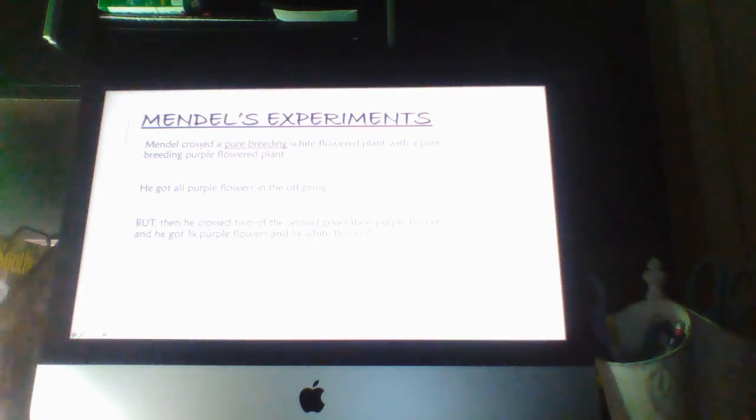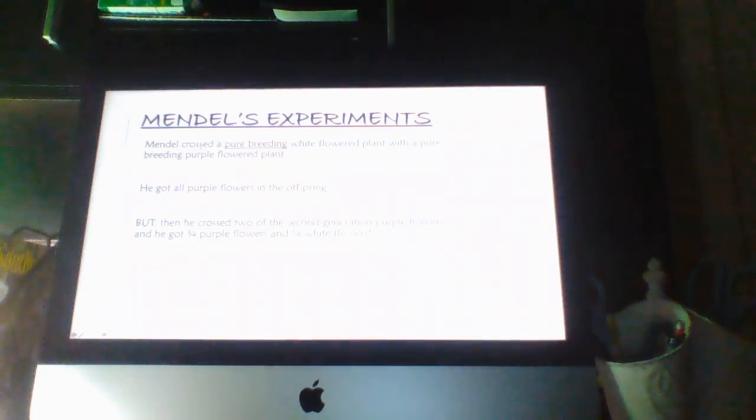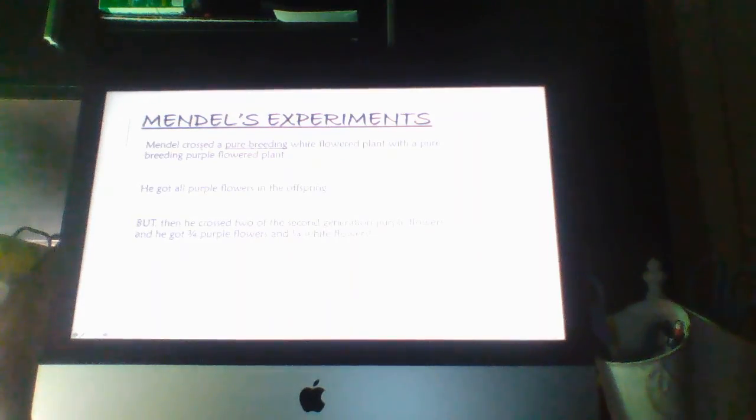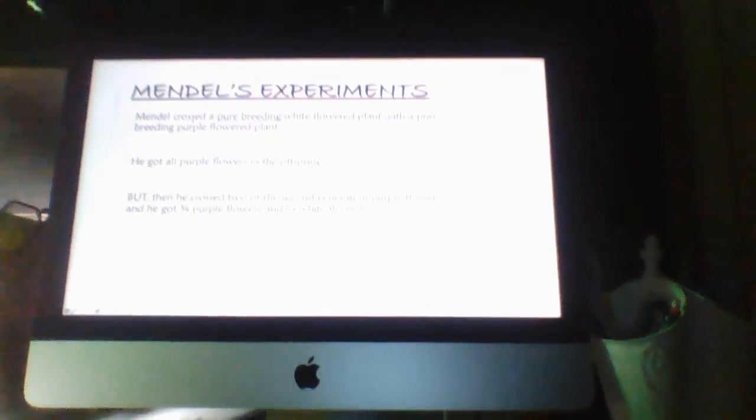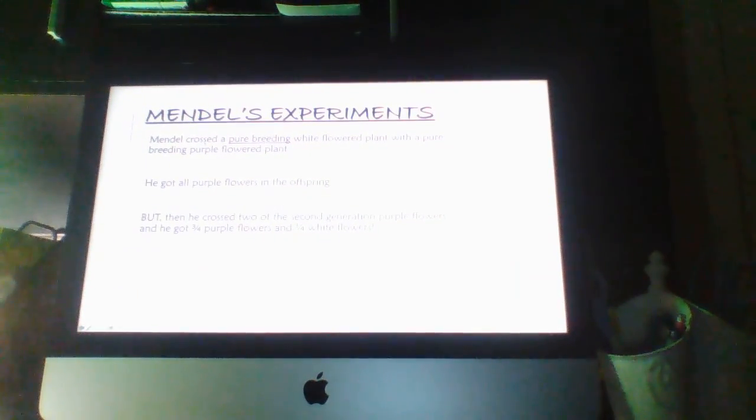Here's what he found. He crossed a pure breeding white flower plant with a pure breeding purple flower plant. And what he got from this first generation of plants were all purple flowers. And so then he decided to go to the next generation. So he crossed 2 of the second generation purple flowers, and what he found was that he got 3/4 or 75% purple flowers and 1/4 or 25% white flowers.